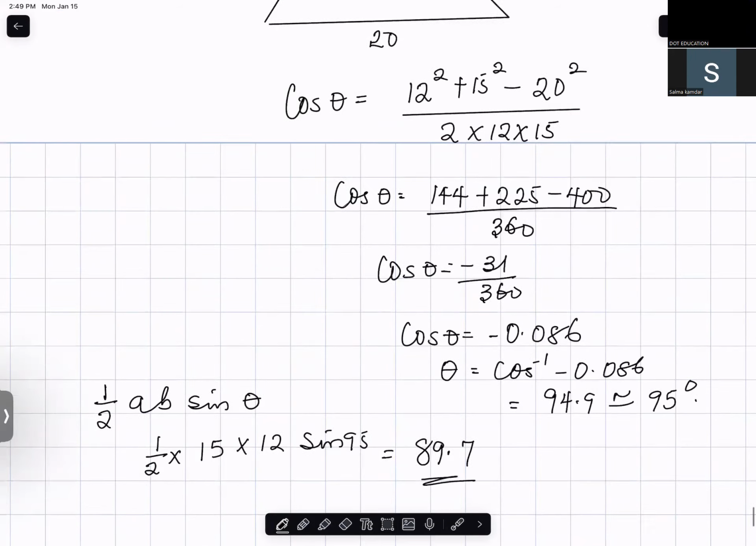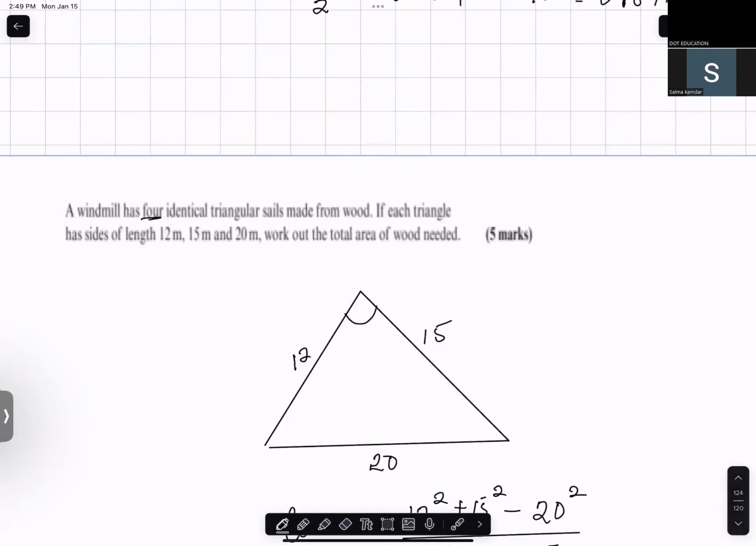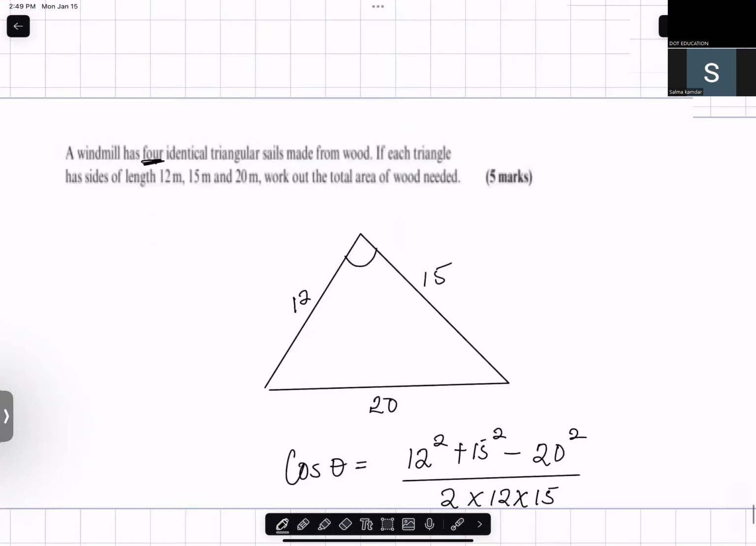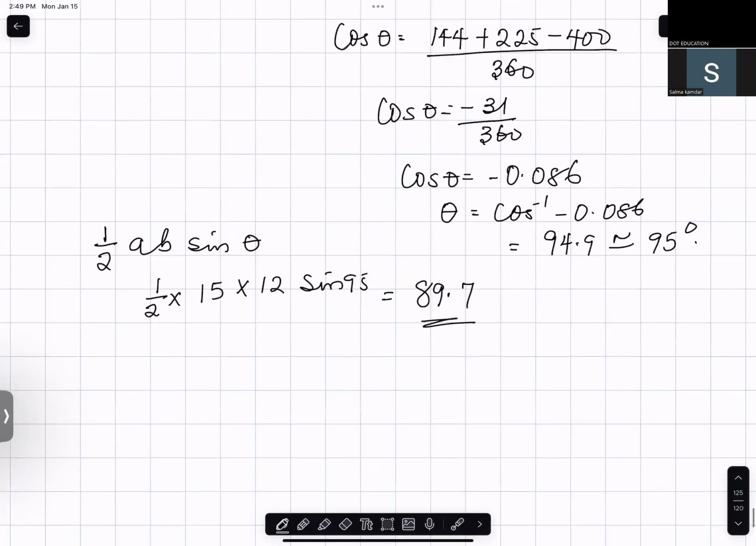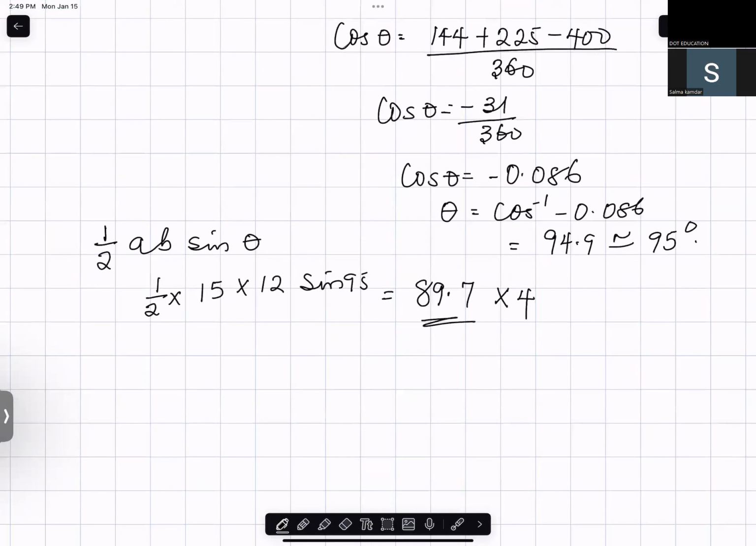If you go back to the question, it's saying it has 4 identical triangular shapes. So because of the 4 identical triangular shapes, I will multiply my answer by 4. This gives 358.6, which is approximately 359 meters squared. That is the total area of the windmill sails. It has 359 meters squared.